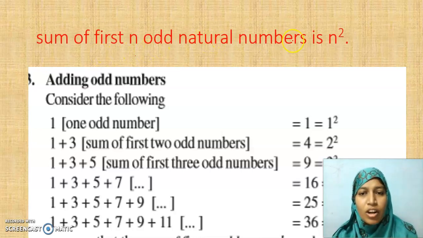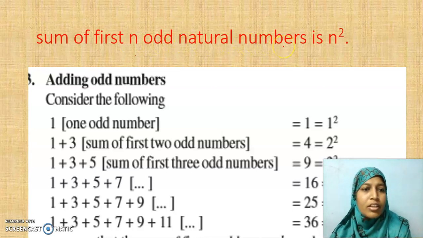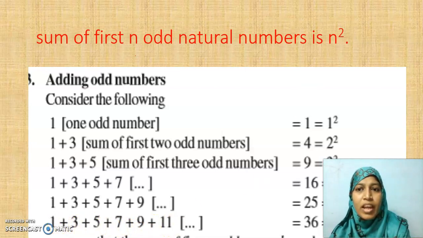Sum of first n odd natural numbers is n squared. If there are n odd numbers, I have the sum as n squared. I am counting 1, 2, 3. That is n here, n odd natural numbers. Is it clear, my dear children?